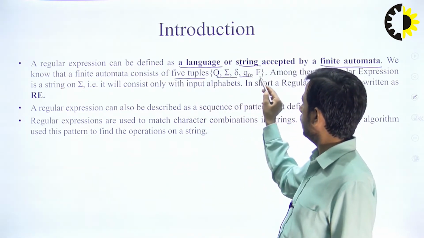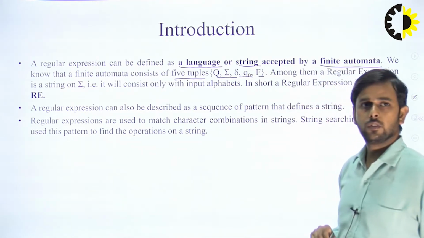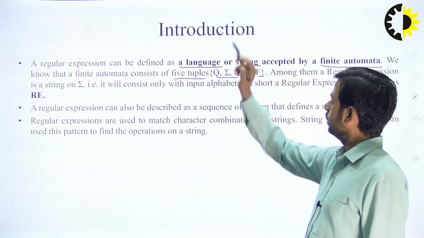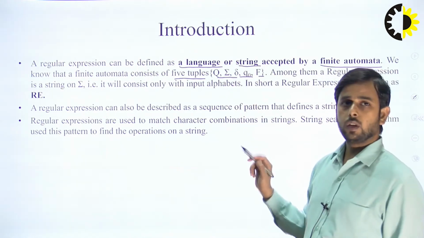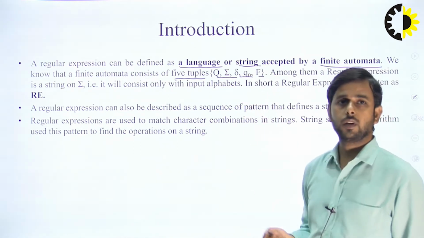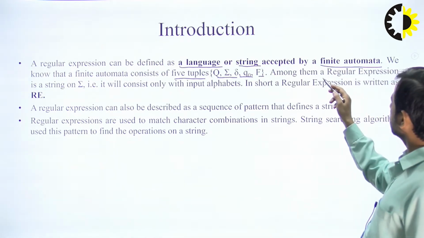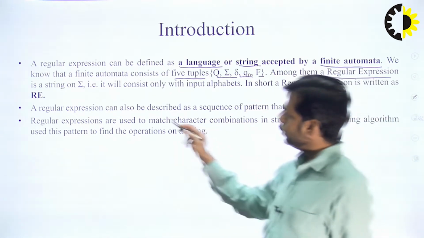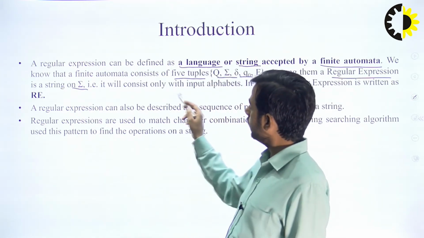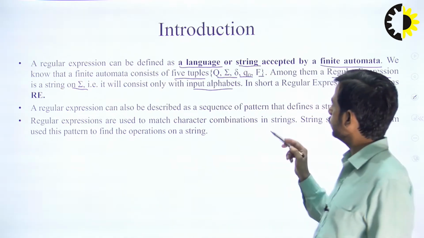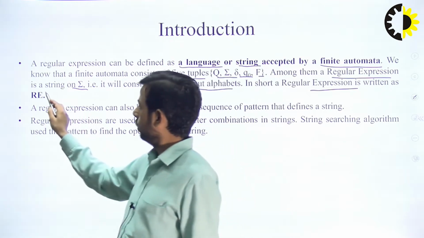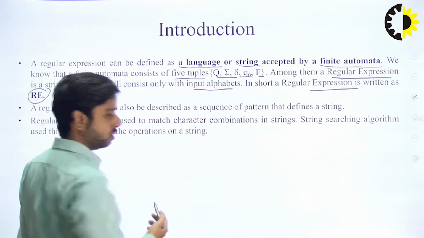Q, sigma, delta, Q node and F. Q is the set of states, sigma is the input alphabet, delta is the transition function, Q node is the initial state, F is the set of final states. And among them, a regular expression is a string on sigma. It will consist only of the input alphabet. In short, a regular expression is written as RE.